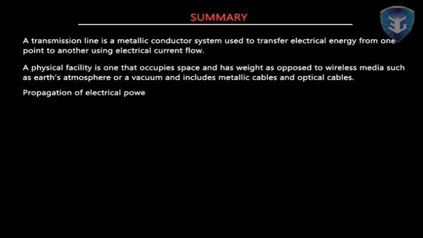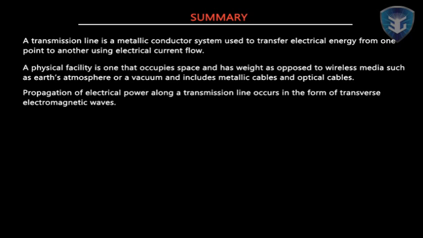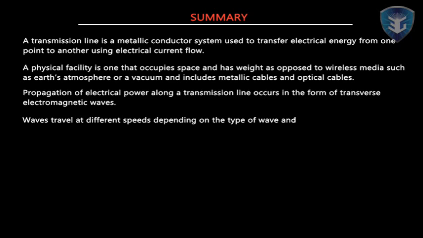Propagation of electrical power along a transmission line occurs in the form of transverse electromagnetic waves. Waves travel at different speeds depending on the type of wave and the characteristics of the propagation medium.